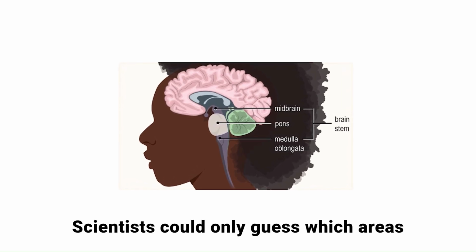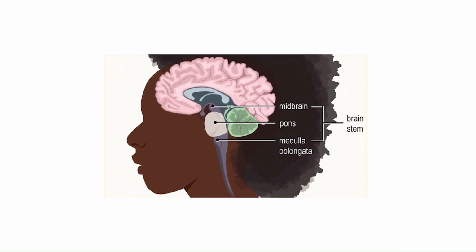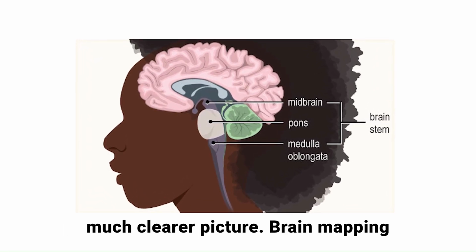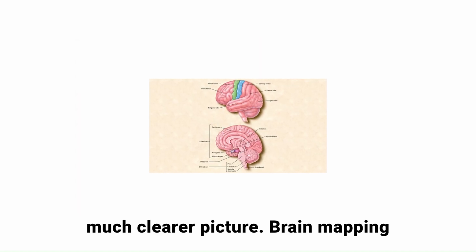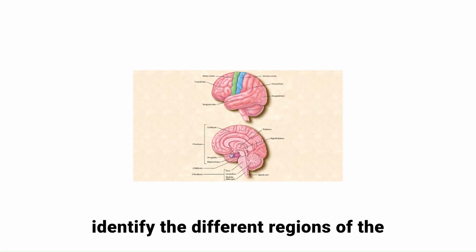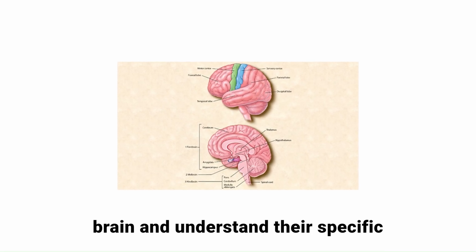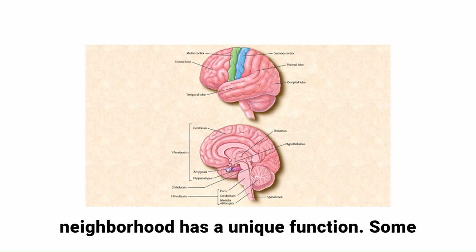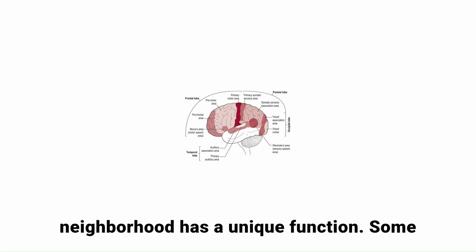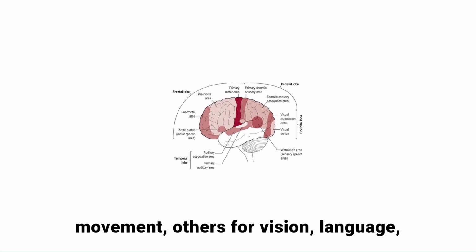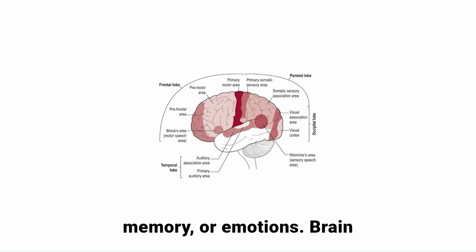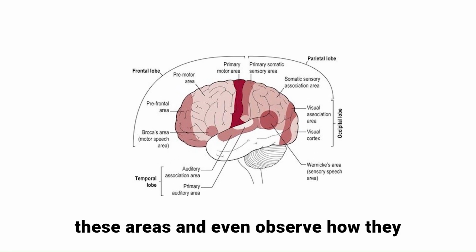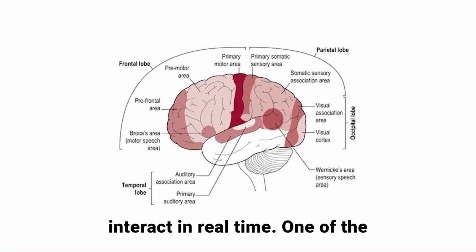Scientists could only guess which areas of the brain controlled which functions. Thanks to advances in neuroscience, particularly brain mapping, we now have a much clearer picture. Brain mapping refers to a set of techniques used to identify the different regions of the brain and understand their specific roles. Think of it like creating a detailed map of a city where each neighborhood has a unique function. Some areas of the brain are responsible for movement, others for vision, language, memory, or emotions. Brain mapping allows researchers to pinpoint these areas and even observe how they interact in real time.